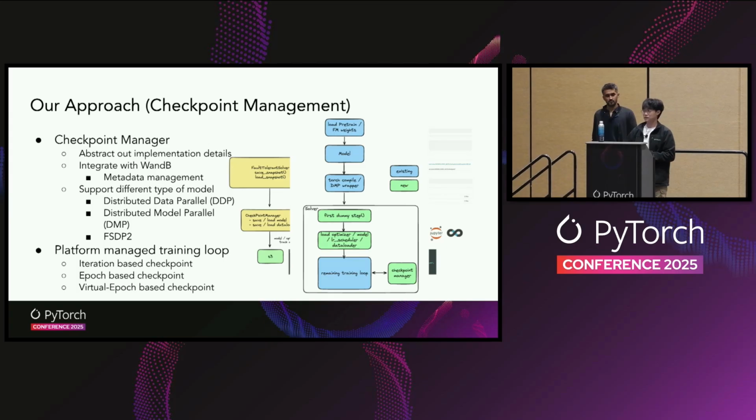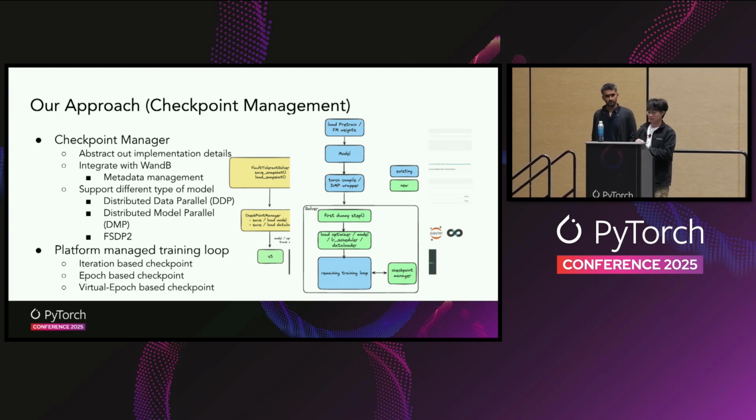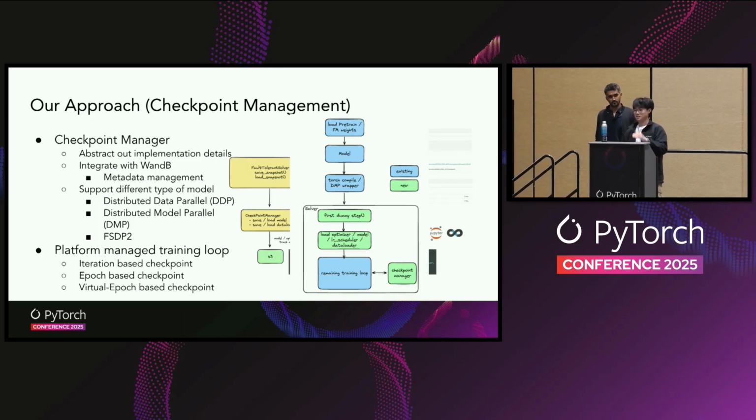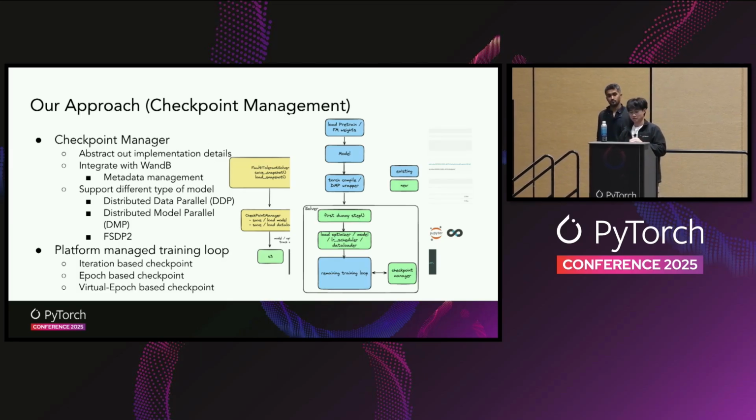And this is true for distributed model parallelism, for example. A lot of times, the model itself is lazily loaded, lazily initialized. So you have to do a dummy first forward pass to initialize the model parameters, and then you do a reload. For these different training scenarios, we don't want users to have to understand how to do that, and we handle that behind the checkpoint manager within our training loop.